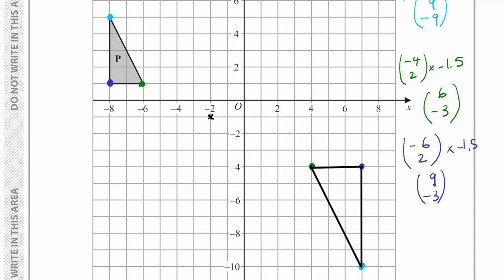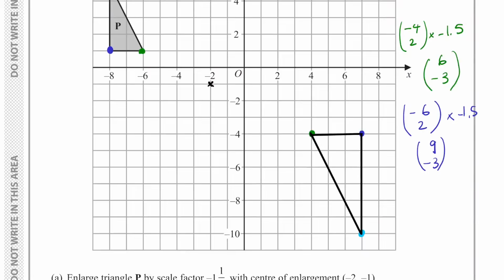And then we can check that they all line up. So if we draw from our light blue point to our other light blue point, it goes through the center of enlargement. Dark blue to dark blue, through the center of enlargement. And green to green, through the center of enlargement. So we have to label that Q.